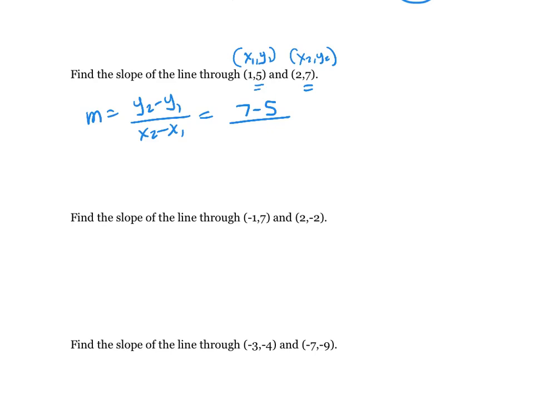And then x2 is 2, x1 is 1. So the y's are on top, the x's are on the bottom. Now I just do the subtraction. 7 minus 5 is 2, 2 minus 1 is 1. And it is legal to simplify that to just be 2.